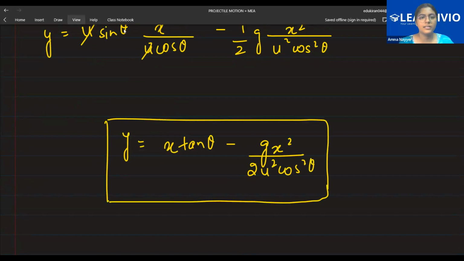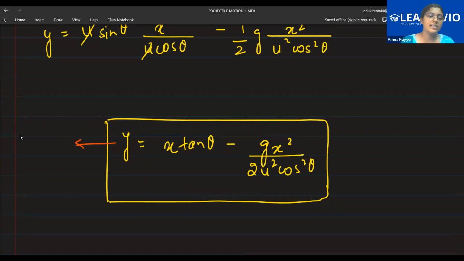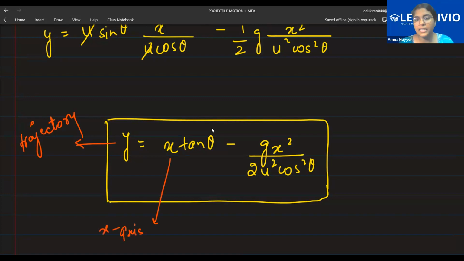This is the equation which you have to remember. What are the meanings? Y is the trajectory. Trajectory means the path covered. How will you calculate this? X is the x-axis. Tan theta, you know, theta is the angle of projection.